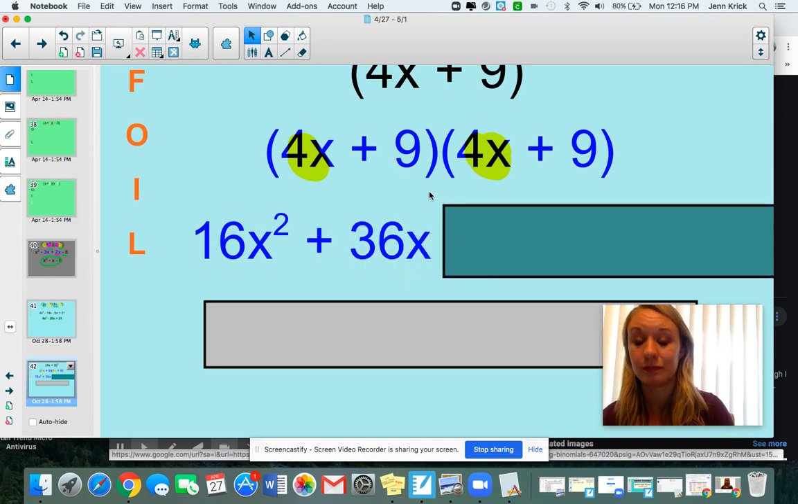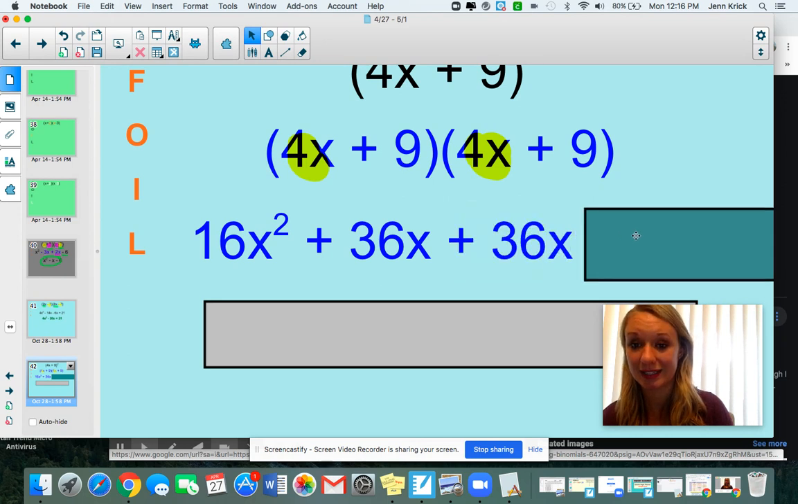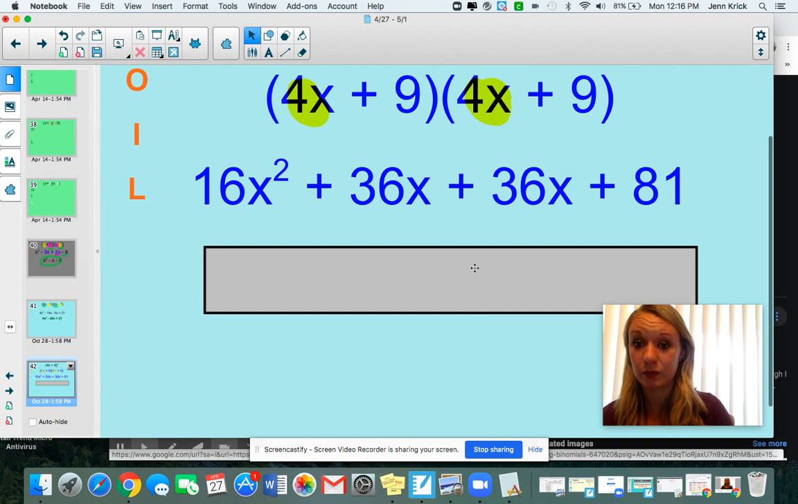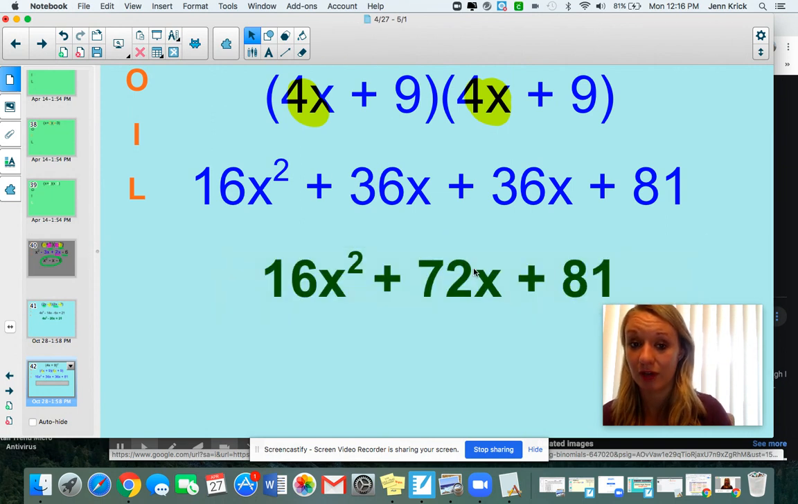Inner terms, 4x plus 9 is 36x. Last terms, 9 times 9 gives me 81. Now I know that I can also combine these two middle terms because they're like terms, which would give me a final answer of 16x squared plus 72x plus 81.